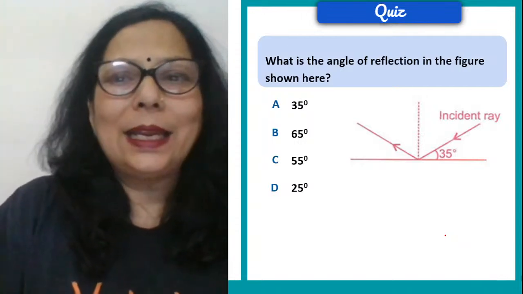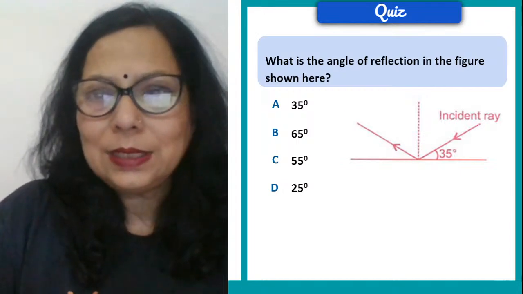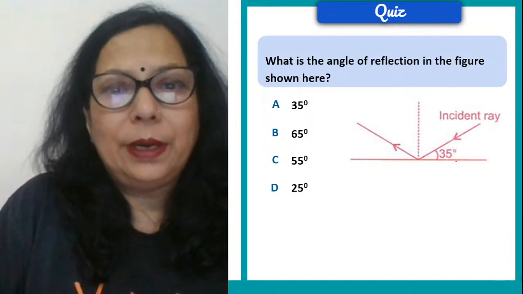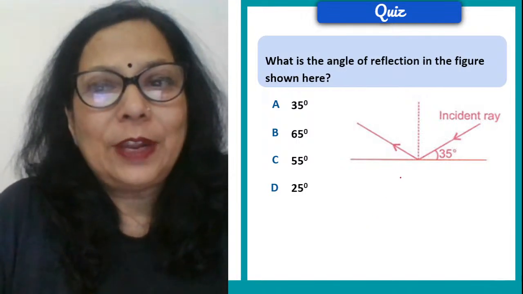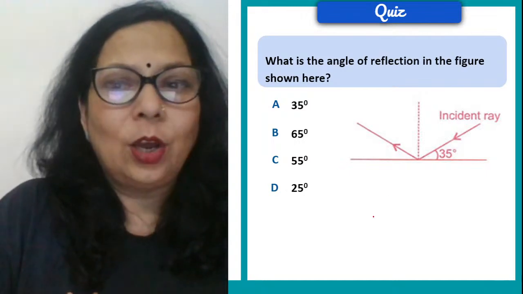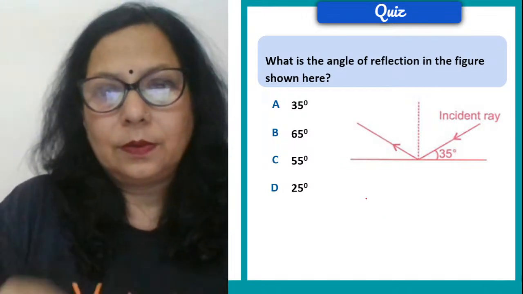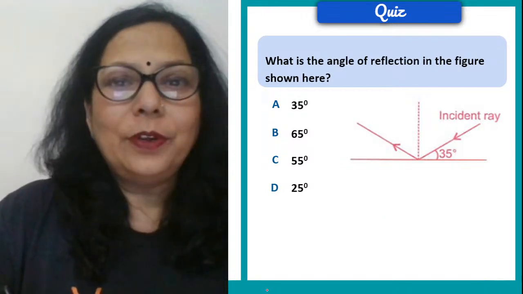What is the angle of reflection in the figure shown here? Come on. This is the incident ray which makes 35 degrees with the mirror. So what is the angle of reflection? First find out the angle of incidence and then find out the angle of reflection. Come on. Angle of reflection.